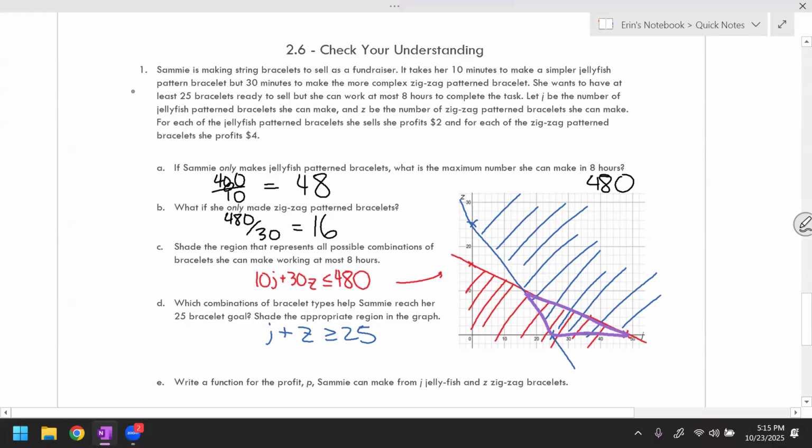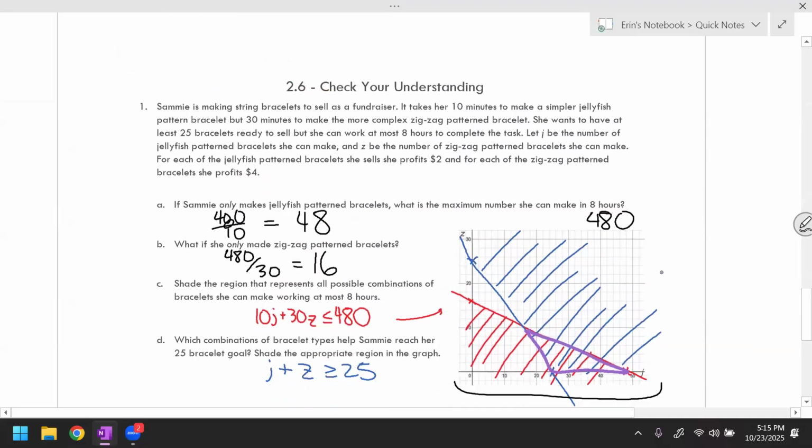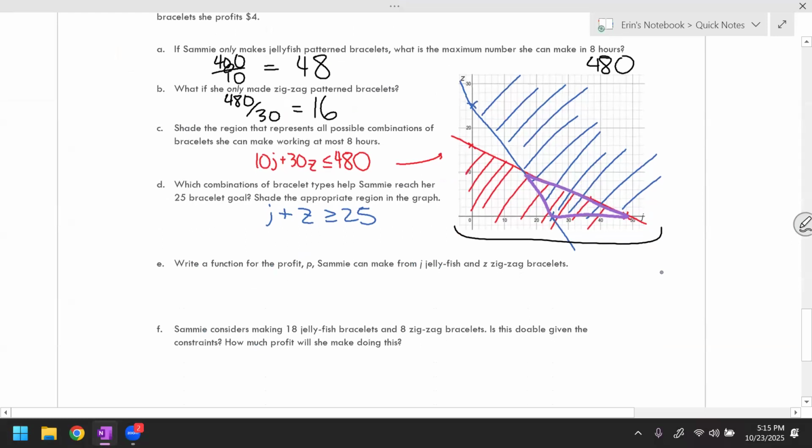Now let's write a function for profit. Profit does not show up anywhere on this graph. It's not there. Instead, we need to look at our original question and say, oh, the profit we make is just 2 times our jellyfish number plus 4 times our zigzags. This is our profit. I'm not graphing this, okay? Because profit isn't a variable on my graph.